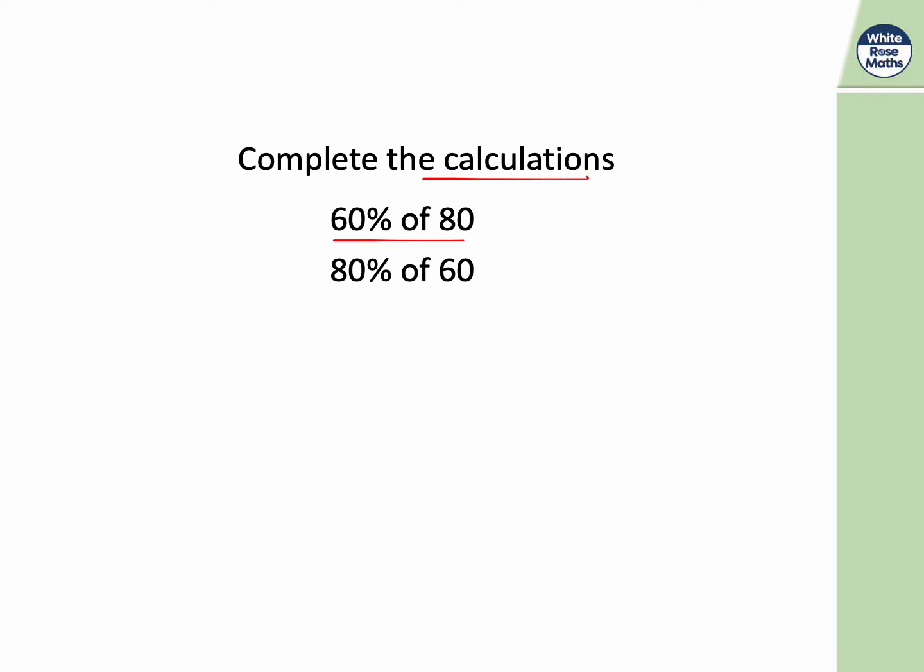6% of 80, and 8% of 60. So 10% of 80 is equal to 8, and then do 8 times 6 to work out 60%, which is equal to 48.